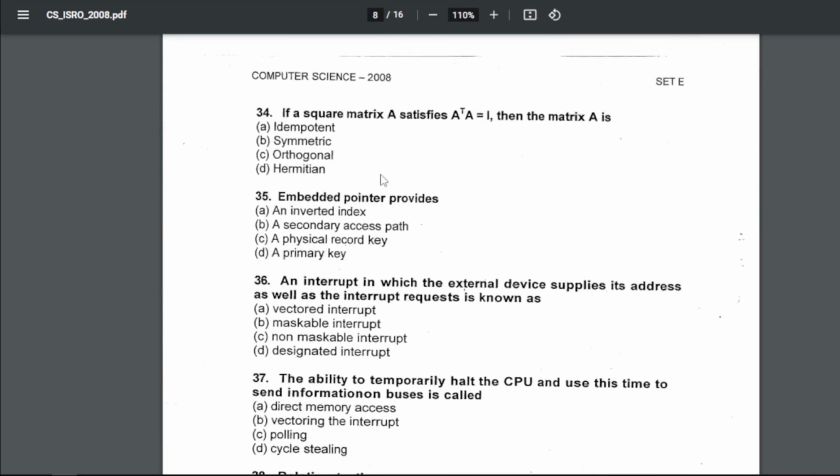Question 34: if a square matrix A satisfies A transpose A equals I, then the matrix A is what? For 34 our answer will be orthogonal, right? Now question number 35: embedded pointer provides what? Basically, embedded pointer provides an inverted index. Remember that embedded pointer provides an inverted index.